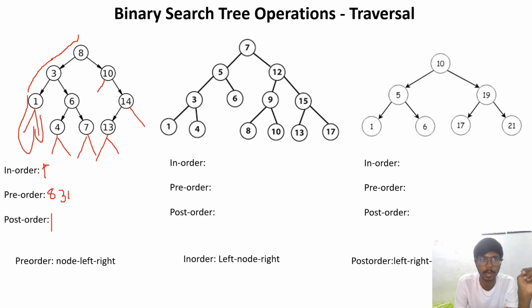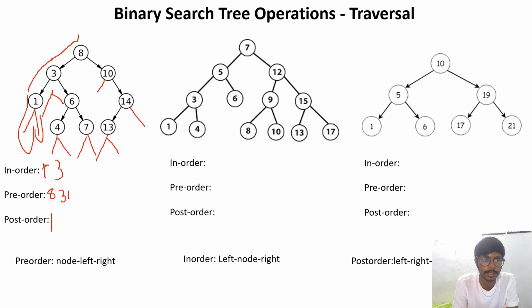Like this we go in a hierarchical manner, like this and like this. If we access the element for the first time, we write it in the pre-order. If we access the element for the second time, we write it in the in-order. If we access the element for the third time, we write it in the post-order. So let's write rapidly. We go like this. It is the second time for 3, right? So we write 3 here.